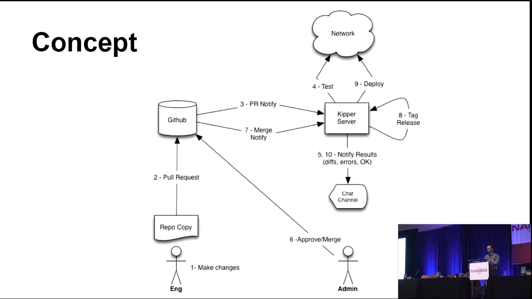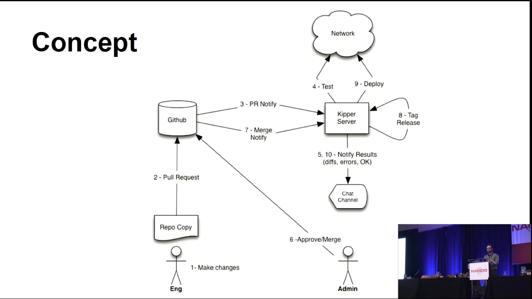So let's say this engineer makes some changes, and he or she sends a pull request via GitHub. This pull request causes GitHub to send a notification to the Kipper server, which is nothing more than a Linux box running Ansible and Jenkins. It basically tells Jenkins, here, there's a new pull request, and here are all the details about it.